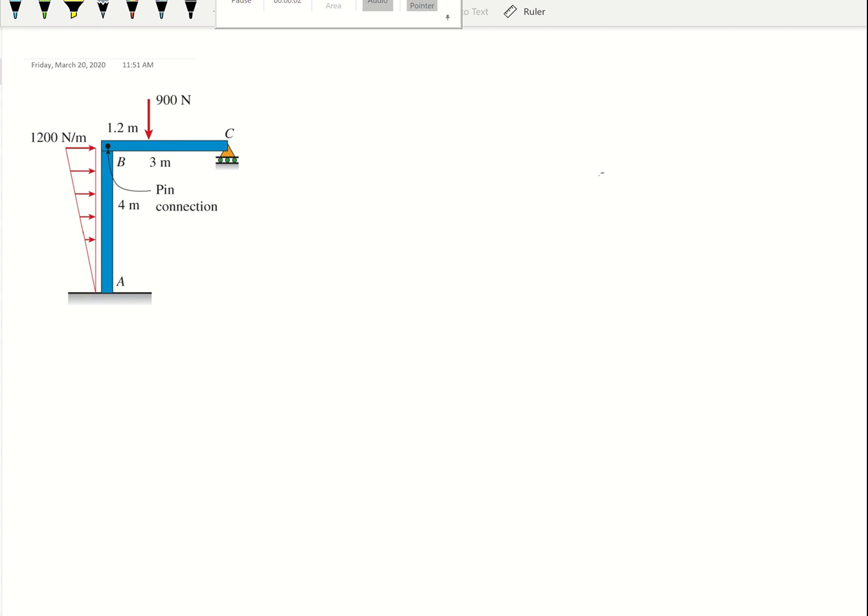Hello class, this video is to review the frame, and we're using this example to recap some of the concepts we learned about frames. So as you can see, AB and BC are connected at B, and we need to find the moment reaction at point A.